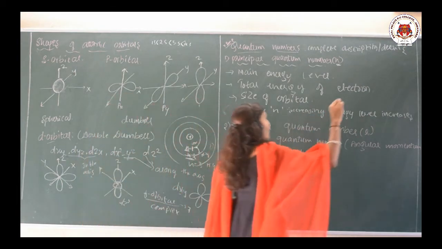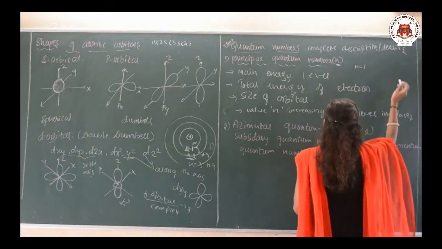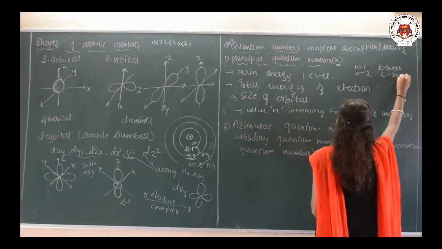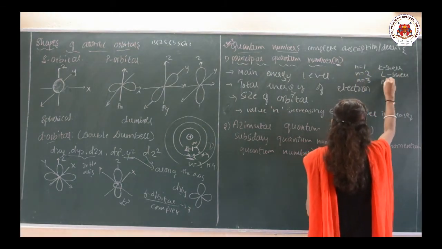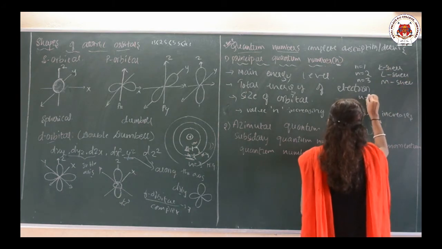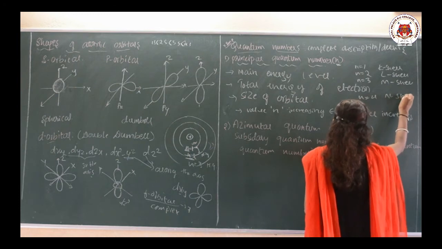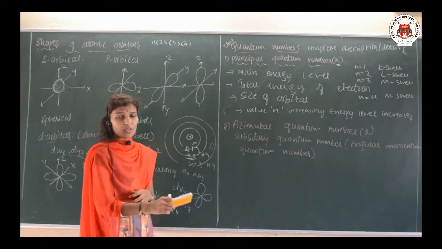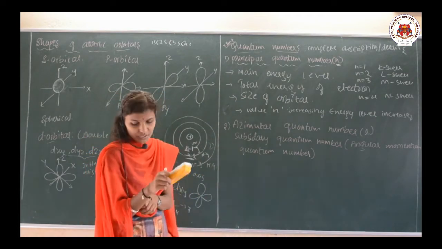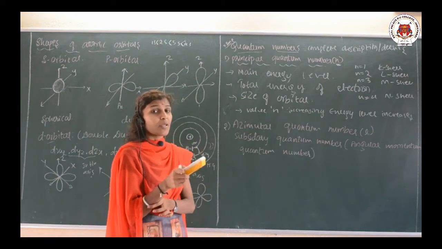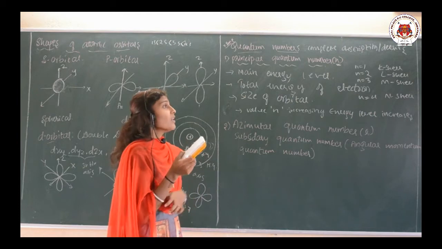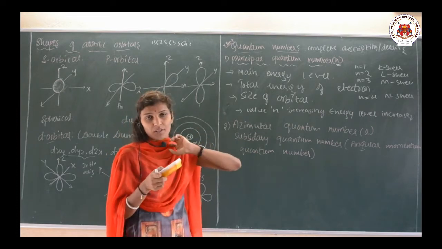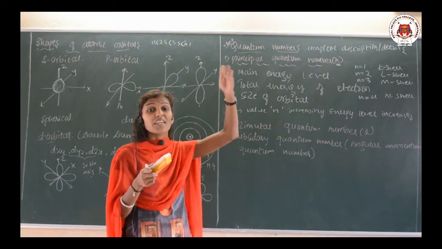So, if n is equal to 1, that is the K shell. If n is equal to 2, L shell. If n is equal to 3, M shell. If n is equal to 4, that is N shell. Yes or no? So, like this we can tell regarding the principal quantum number. The principal quantum number is represented by the letter n, and it represents the main energy level. It gives the idea about the total energy of an electron and size of the orbital. So, as the value of n increases, it is said to be a higher energy level.